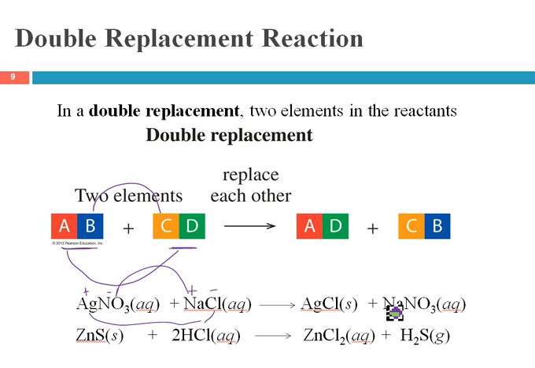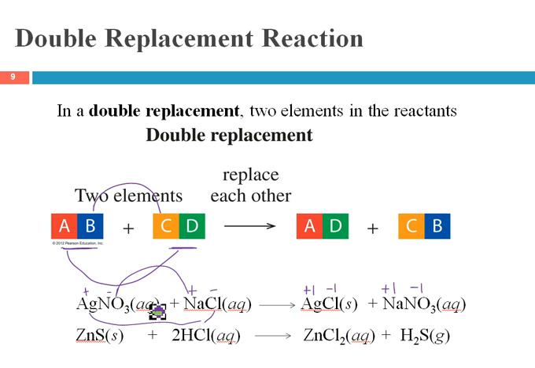Now, you also still have to be very careful about your charges. I just put plus and minus there, but we do know that silver is +1, chlorine is -1, sodium is +1, and nitrate is -1. So that's why there's no crisscrossing of the charges.